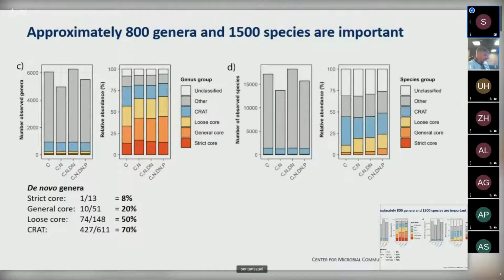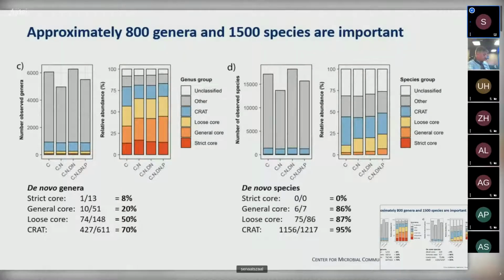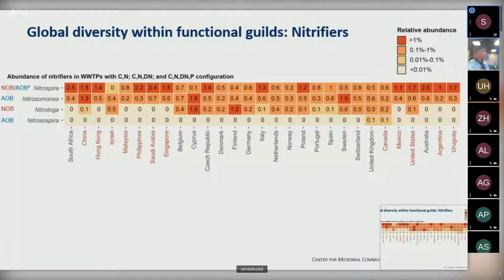We can do a similar analysis on the species level. And again, we see that the number of species which are core or CRAT is very small compared to the total diversity. But in terms of relative abundance, they still account for nearly 50% of the community. And again, we see that many of these important taxa are only detectable based on their de novo species names, the ones we provided using MiDAS tags. So it's really important that we consider these de novo taxa to get a comprehensive picture of the ecosystem. So with this global data set, we can start to interrogate the diversity within functional groups, such as the nitrifiers.